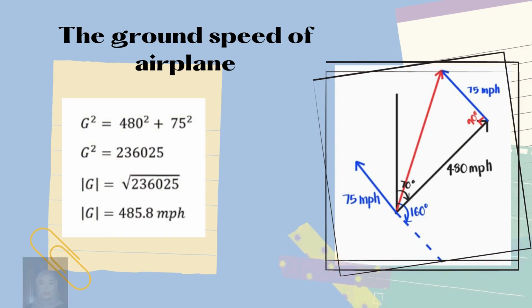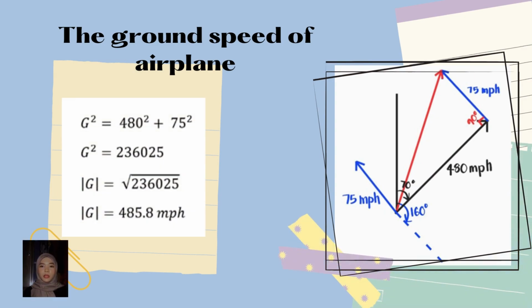So right away I can find the magnitude of the ground speed. I will call that G. G is going to be the magnitude of the ground speed. So observe that 480 squared plus 75 squared equals G squared. So that is 236,025, that is G squared. So G is the square root of that, which is approximately 485.8, and this will be in the same units, miles per hour.